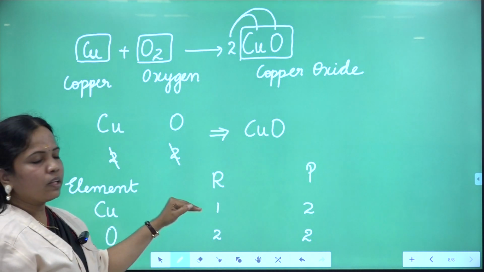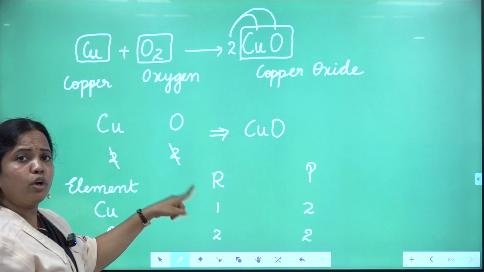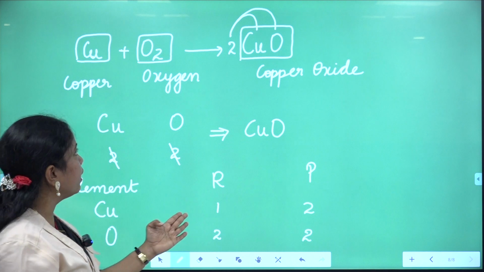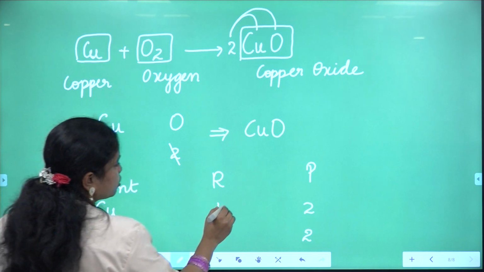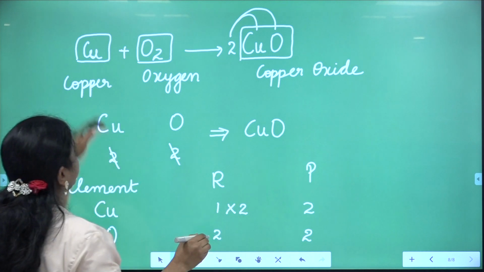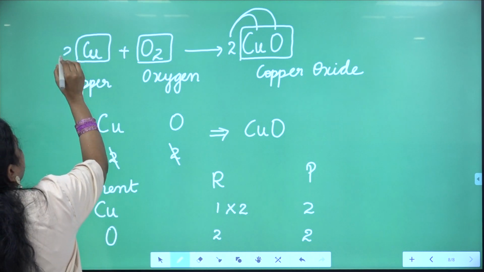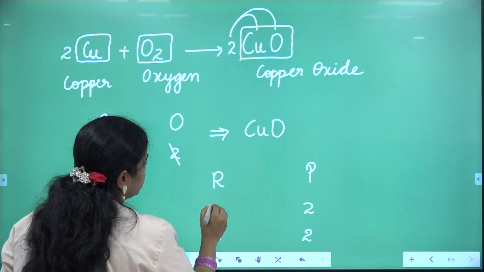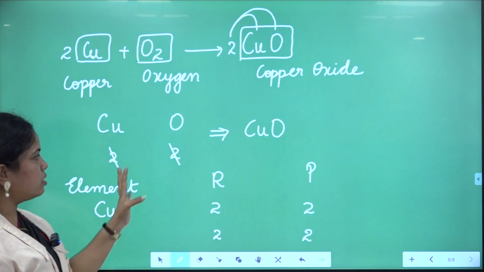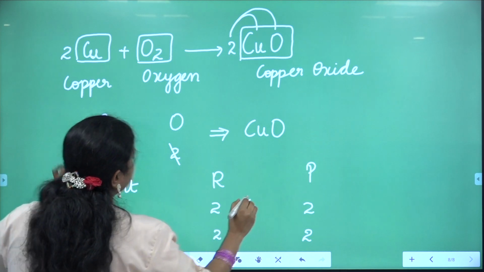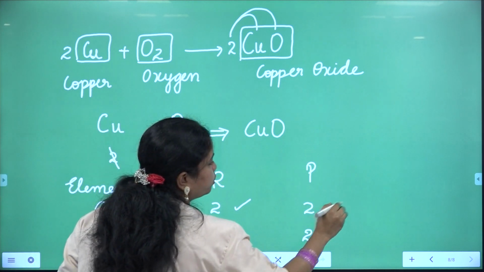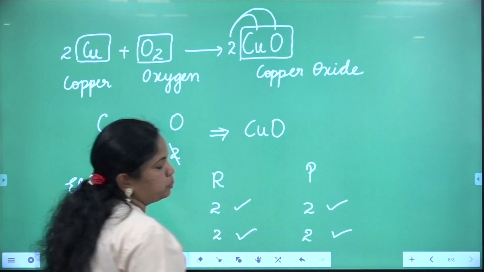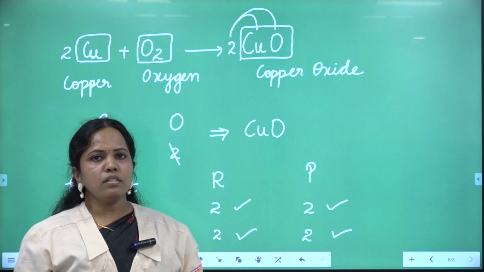Now see, copper on the reactant side is only 1, whereas on the product side it is 2. So what we need to do, children, is multiply by 2 on the reactant side, right? So now it becomes 2 on the reactant side. Now just check it: copper on the reactant side is 2, product side also 2, and oxygen reactant side is 2, product side also 2. So now the equation is balanced.